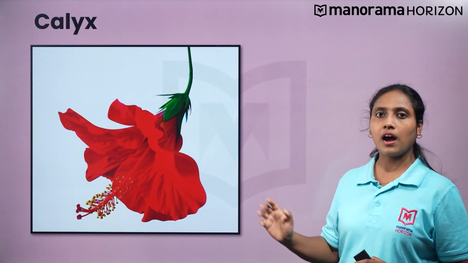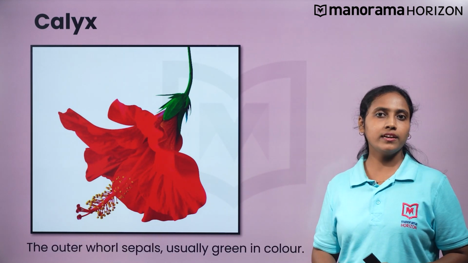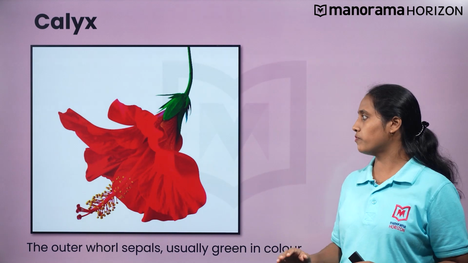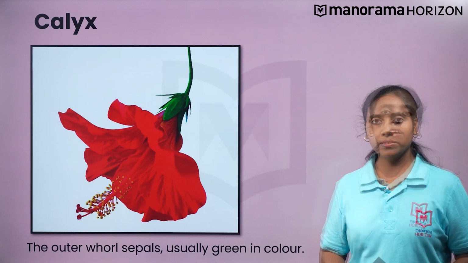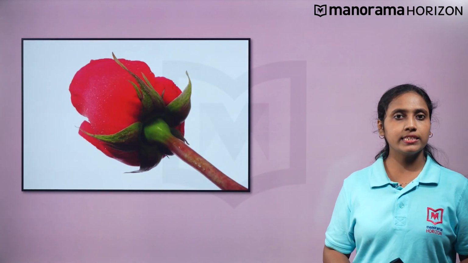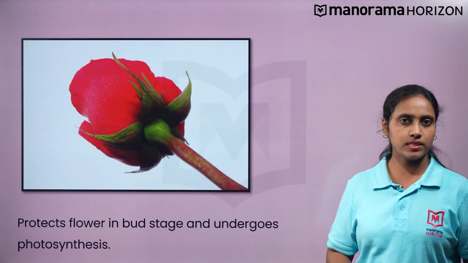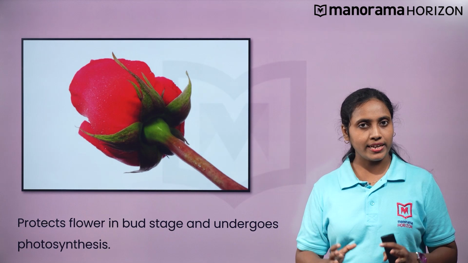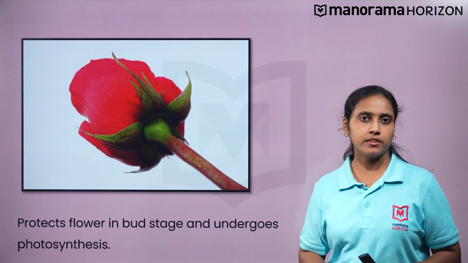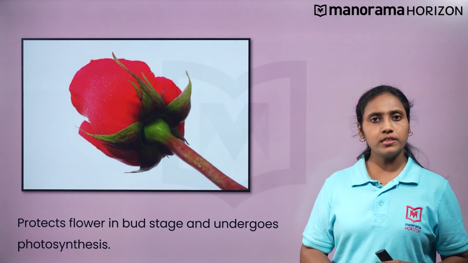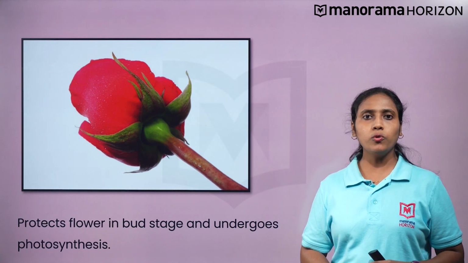Calyx constitutes the outermost whorl called sepals, which are green in color, hence giving the appearance of a leaf. Can you now guess the functions of sepal? The functions of sepal or calyx is to protect the flower buds and undergo photosynthesis. The sepals can be united as in gamosepalous or free as in polysepalous. Now this was about the sepals, that is calyx. We'll now move on to corolla.